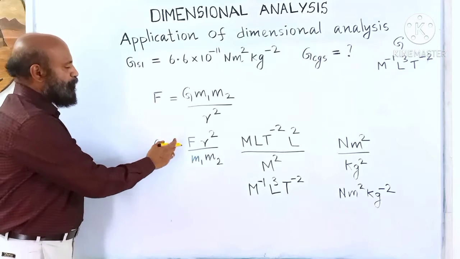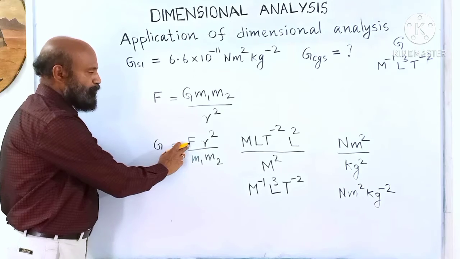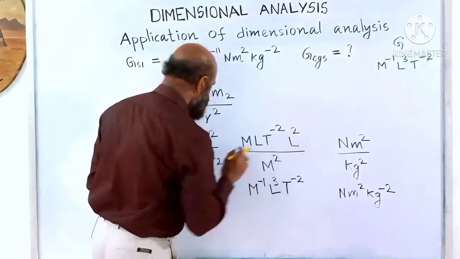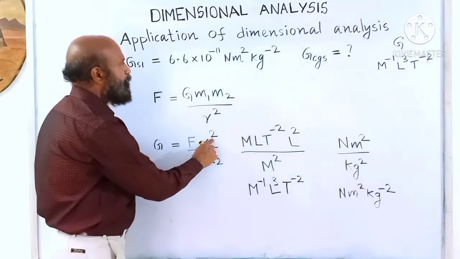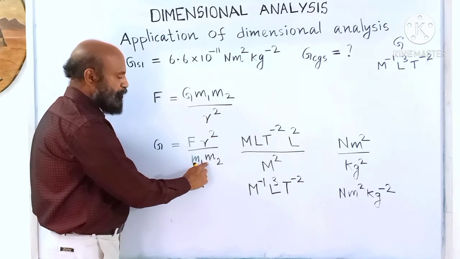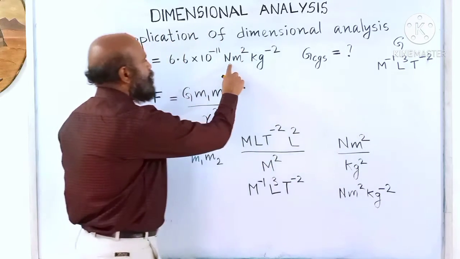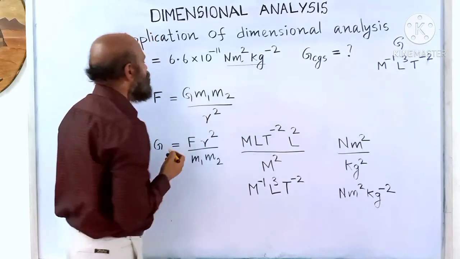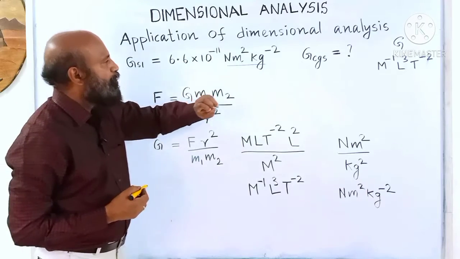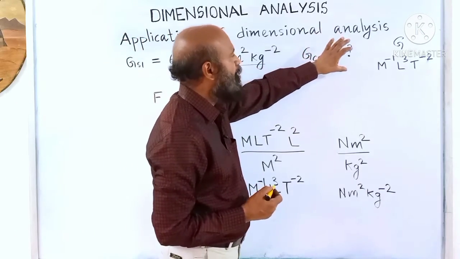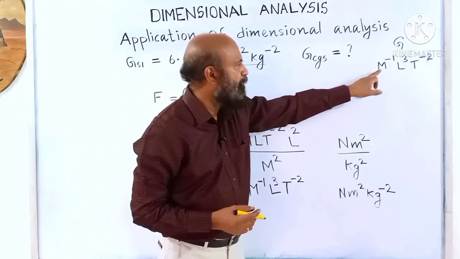Then the unit you can get from this formula. F is force. Force is measured in Newton. Distance is measured in meter, so meter square. Then mass is measured in kilogram. Again mass is there, so kilogram square. So this is the unit for the gravitational constant in the SI system. You have to get the value of the gravitational constant in the CGS system. So this is the dimension of the gravitational constant.